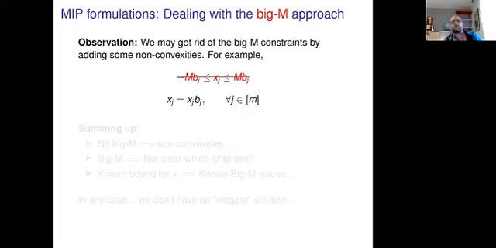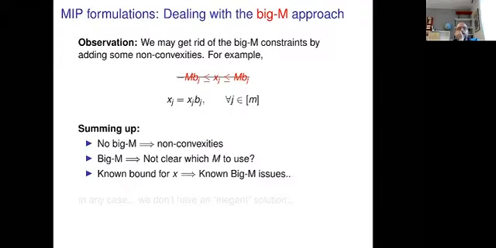Just an observation, we can get rid of the big M constraints, so it's not strictly necessary. For instance, we can add this non-linear equation, which would be the same as the big M constraint, but this is really ugly because it's non-convex, and it really complicates the resolution. So we want to stick, at least, to the convex setting.